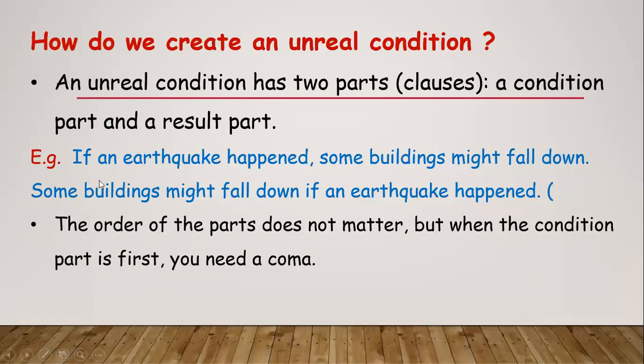But when the result is first, for example, some buildings might fall down if an earthquake happened, you don't need a comma, right? And it's the same. The communicative purpose is the same and there is the same idea, but in a different order. And it's okay. So again, to summarize, when the condition is the first sentence, you need to put a comma and then the second part. But when the result is first, you don't need to put a comma and you just add the sentence that has the condition, okay?